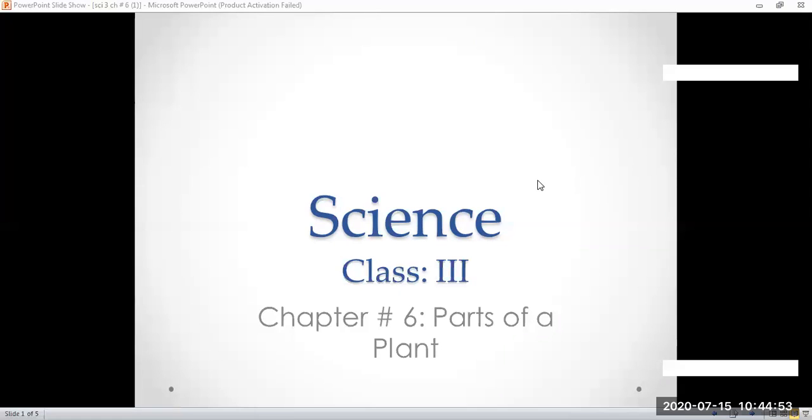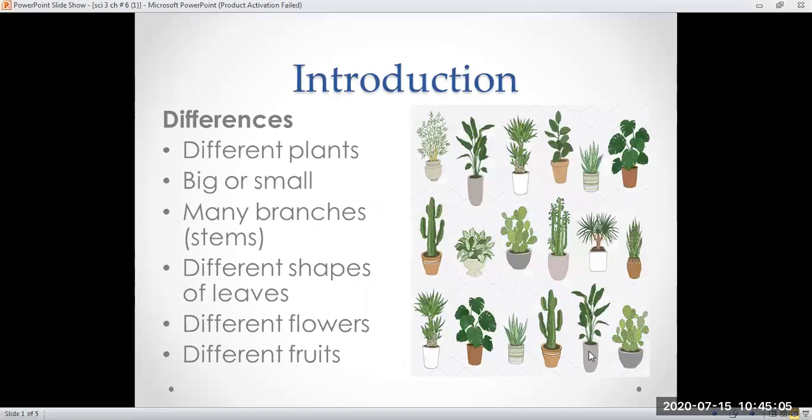So we are going to start chapter number 6, that's the parts of plants. First I'm going to give the explanation, then we will do reading. As you have seen, in our surroundings there are different types of plants. Some plants are very big, some are very small, some have few branches. Branches we can also call stems. Some plants have very small stems or branches. Some have many branches, so they spread out widely. So these plants are always in different shapes.